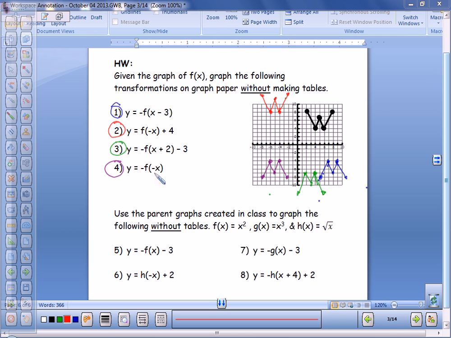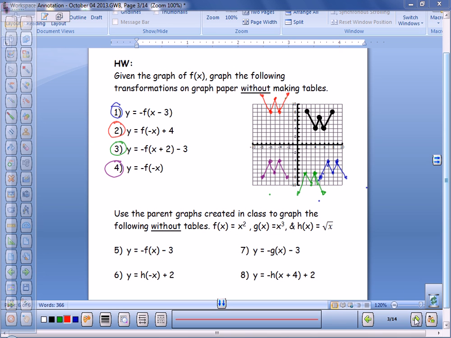This one is a reflection over both the x and the y. So we can reflect it over the x and then reflect it again over the y. Reflect over the y and then again over the x. Or you could have gone the other way. Reflect over the x and then over the y. And we would end up in the same position. So number 1 is the blue one, number 2 is the red one, number 3 is the green one, and number 4 is the purple one.